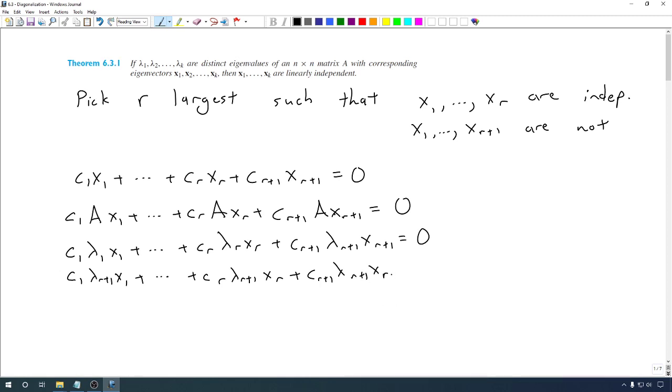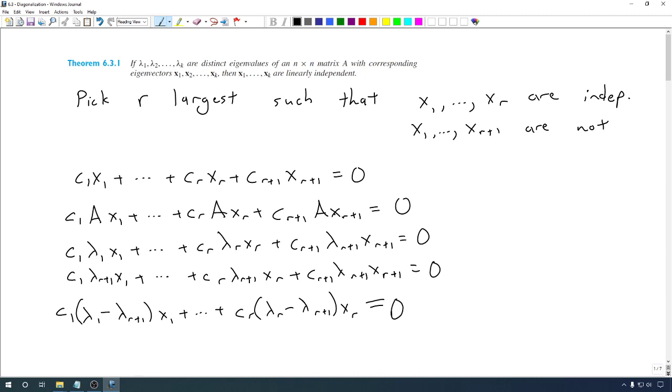It's an r, not an n. And when we subtract them, of course, we can go ahead and factor out the c1 and x1. We get lambda 1 minus lambda (r+1). And we just keep going with that. We have cr and xr being able to be factored out, so we have lambda r minus lambda (r+1). And then, of course, these two terms cancel each other out. They're gone.